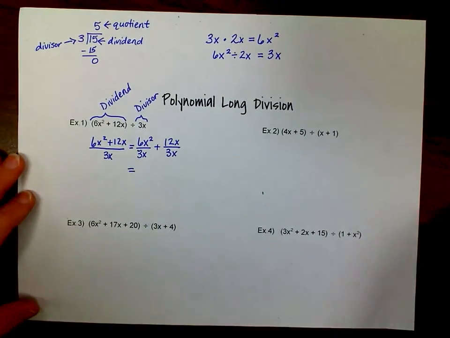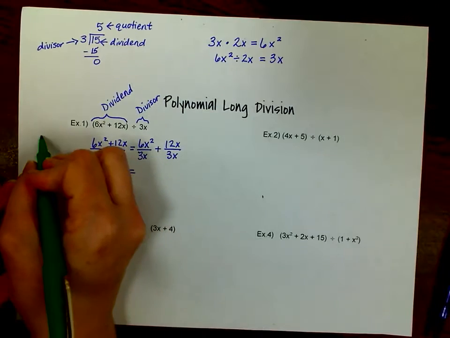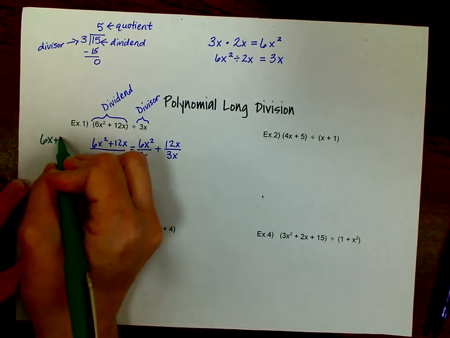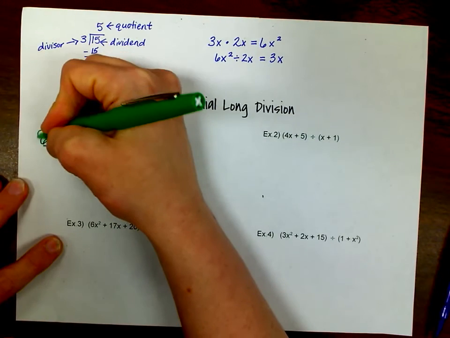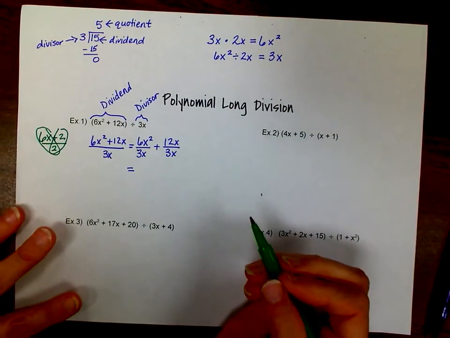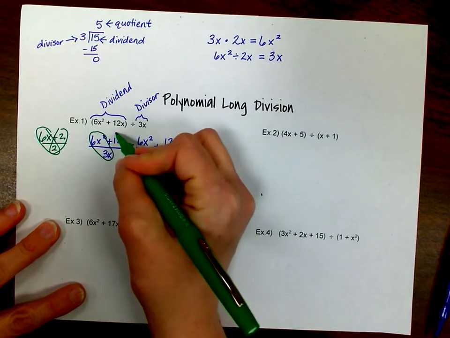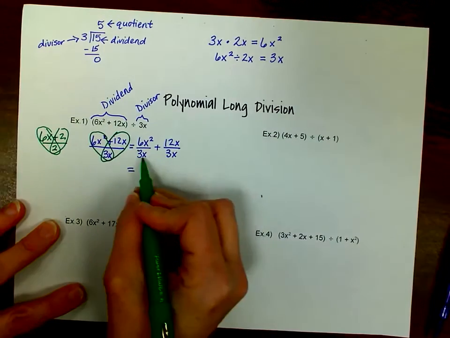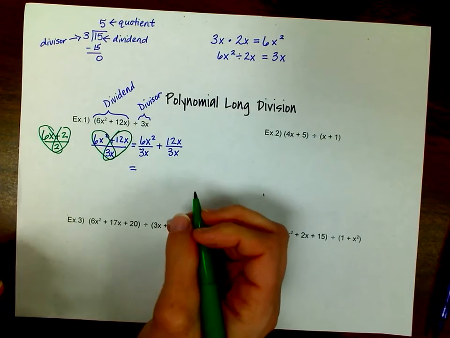Now you guys may recognize this from when we used to circle these together whenever we would have problems like 6x plus 2 divided by 2, and we would divide the 2 out of the first term and the 2 out of the second term. Well, we're going to do the same thing. We're going to divide the 3x out of the first term and the 3x out of the second term, which results in these two monomials that you see right here.